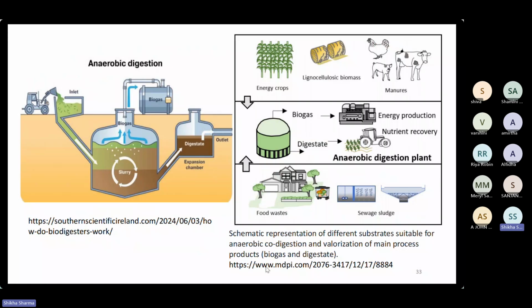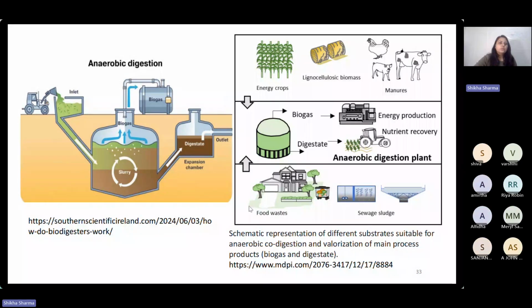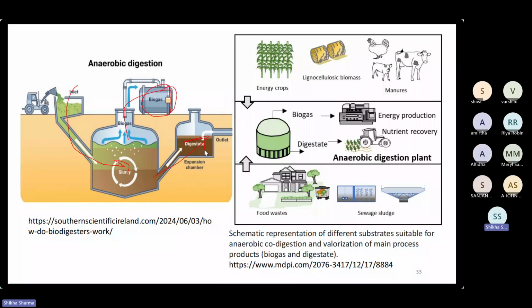Here, if we see in the diagram, on the left side, the anaerobic digestion system is there. There is an inlet where the food waste is put in this tank, where the microorganisms will digest the food product and convert the organic matter into biogas. Biogas will be stored in the tank and digestate will be taken, and it can be used as manure on agricultural land.